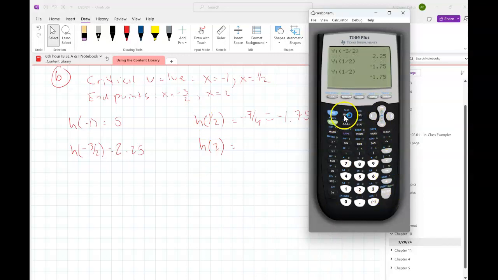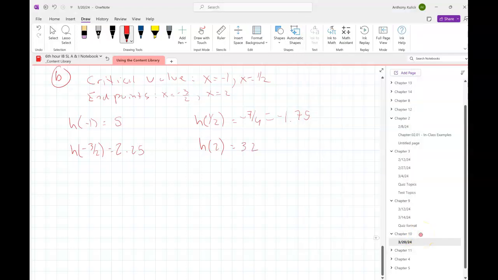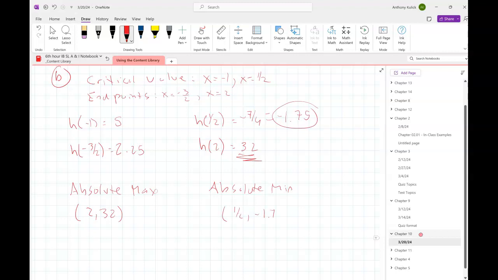And then we'll do h of 2. And that's 32. So our absolute maximum is 32, and our absolute minimum is negative 1.75. Okay.